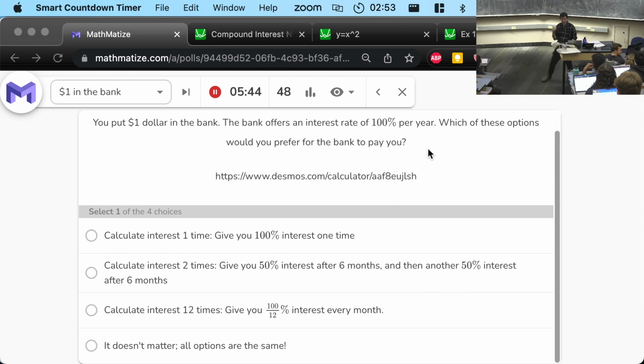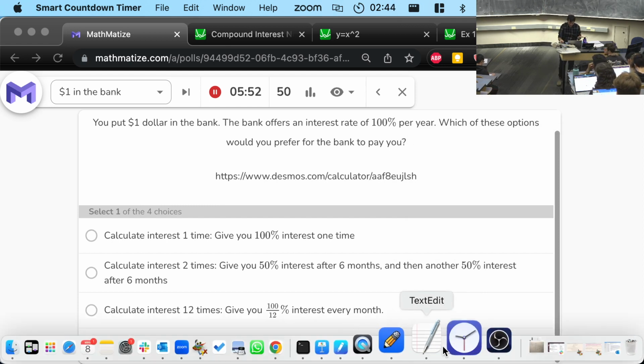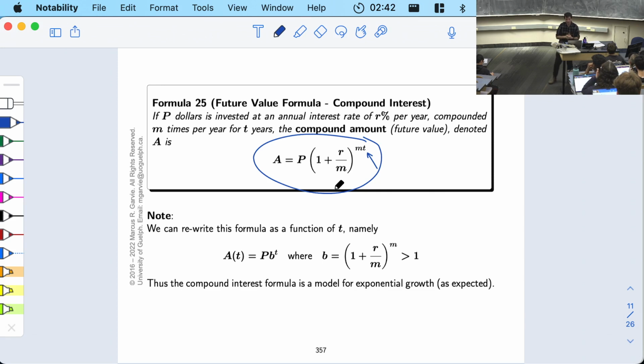So last class, we were doing compound interest, and we were in the middle of the derivation, and we ran out of time. So I gave you guys the final formula. The final formula for compound interest is this formula. So in this class, we're going to finish off the derivation. That'll be the first thing we do. We're going to finish deriving the formula.